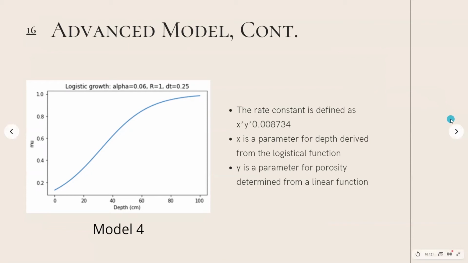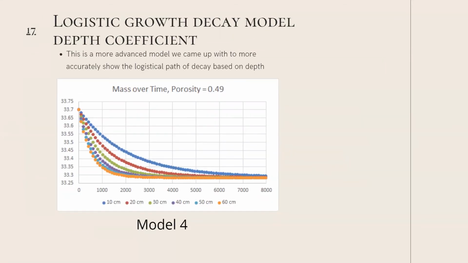X was parameterized for depth from the logistic function, and the rate constant is defined here above as x times y times 0.008734, which was done by standardizing the porosity to be 0.49 and the depth to be 40 centimeters. The new model accounts for porosity and depth as parameters, and we can test with multiple different porosities and depths what the decay rate is for the carbon and how much mass would be left after a given amount of time.